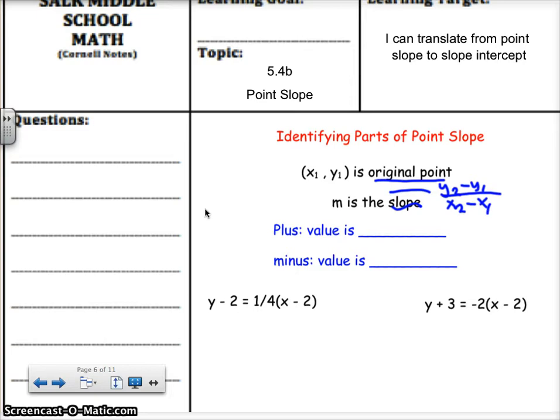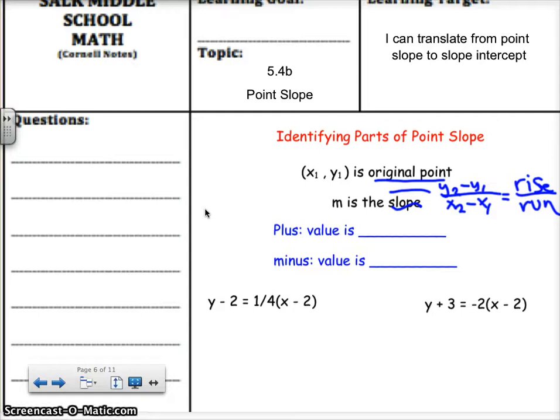Slope is always, when we're talking about graphing, your rise, what you're going up, and then your run, what you're going over. So slope is the change in y, which is rise, over the change in x, which is your run, like how far are you going over.